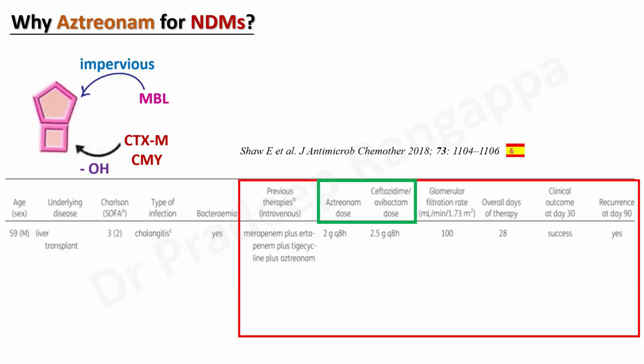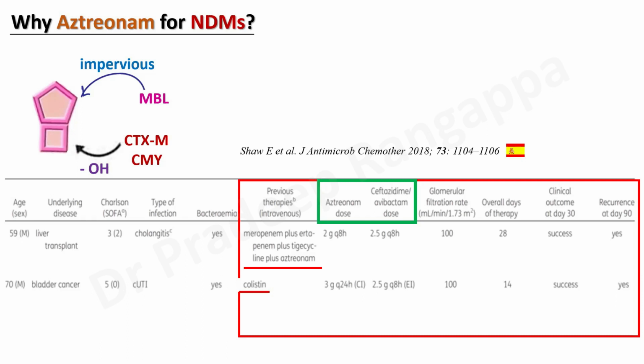These are some of the studies, again from Spain, mainly looking at hematological malignancy. This is a liver transplant patient where they had already used meropenem with tigecycline, and then the patient became infected. There they used Aztreonam along with ceftazidime-avibactam. The Aztreonam dose was used variably, at 1 gram 8-hourly or 3 grams stat, and they found a success rate in all these patients. This is all the oncology patients they looked at, where previously they had failed therapy with different antibiotics.